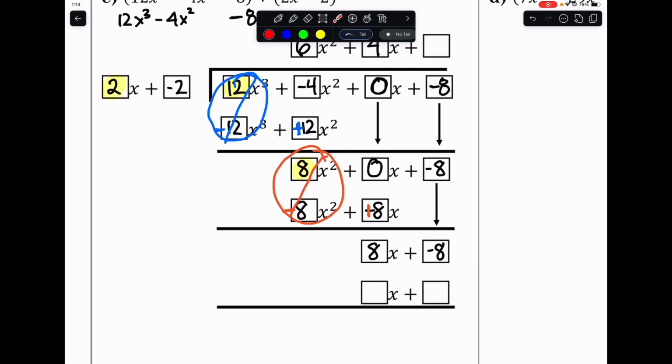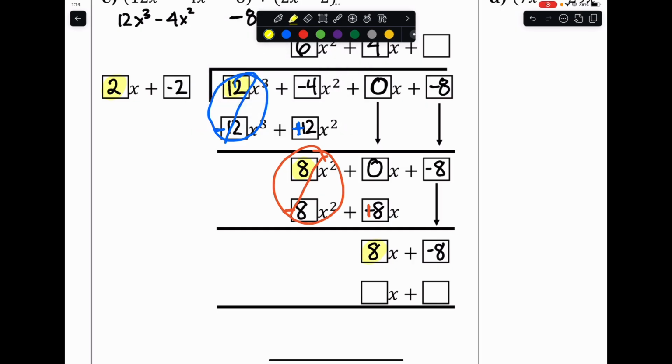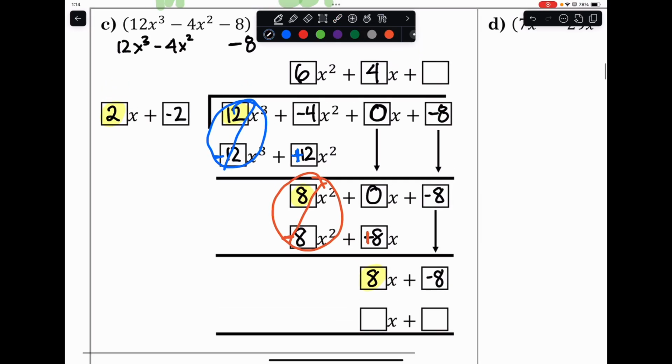And now we have our third and final term where we're going to look at this as the new dividend and divide just the first term, 8, by the first term of our divisor. So 8 divided by 2 is a total of 4. I'm sorry, 4. So now 4 times 2 is 8, and 4 times negative 2 is negative 8. We switch the signs.